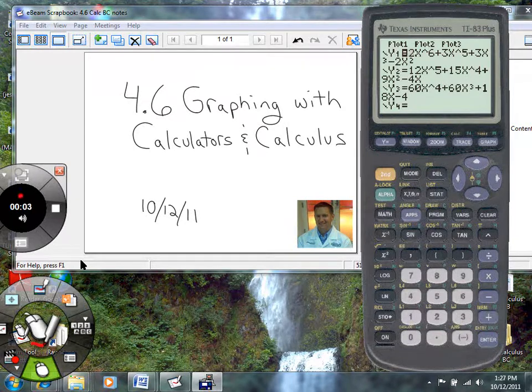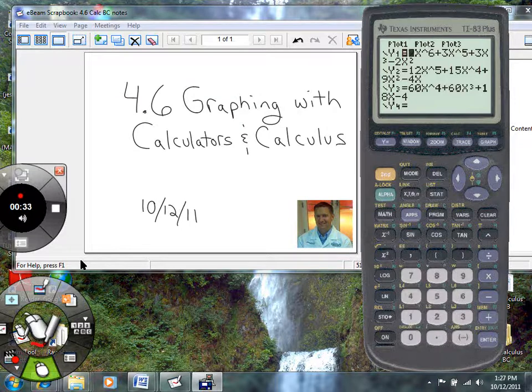Alright, so this is section 4.6. It's graphing with calculators and calculus, and the theme is really the interaction between the two, the calculus and the calculators. So knowing how to use the first derivative, the second derivative, and the information that it gives as far as the max and mins and the intervals of concavity and all that kind of thing, not to be tricked by what the calculator appears to show you, but the two together really is powerful.